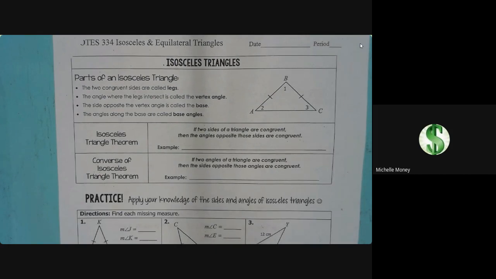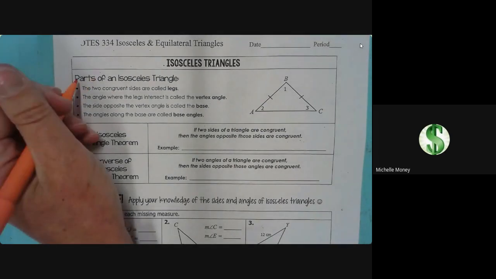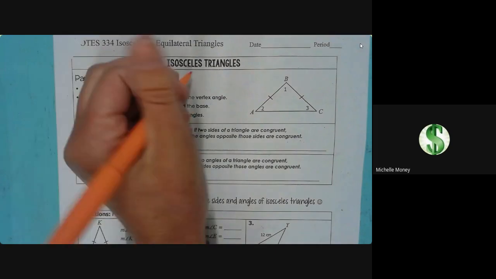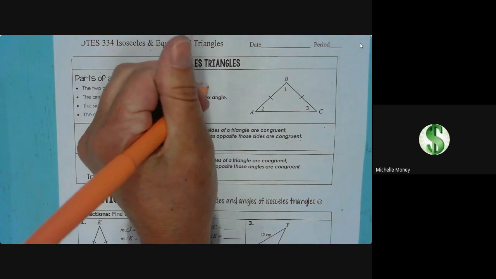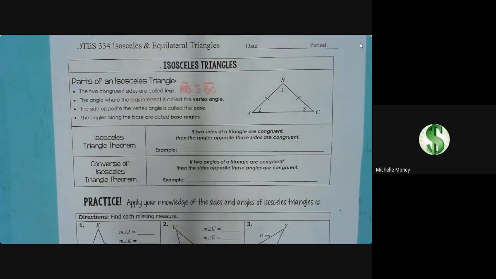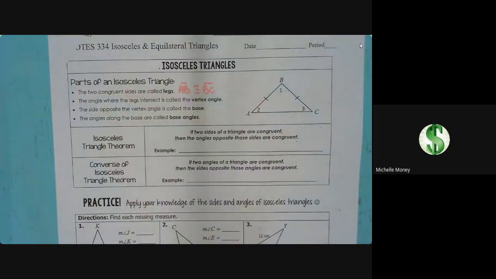All right, so parts of an isosceles triangle. Isosceles triangles have two congruent sides. Those are called the legs. So in this picture, AB would be congruent to BC. It's marked by these little lines that shows that they are congruent.